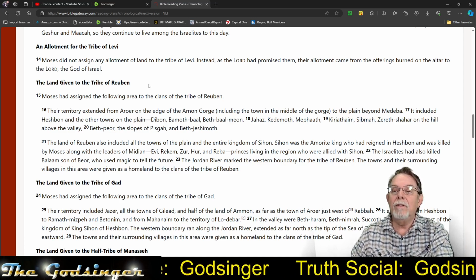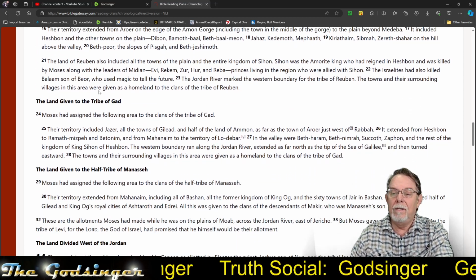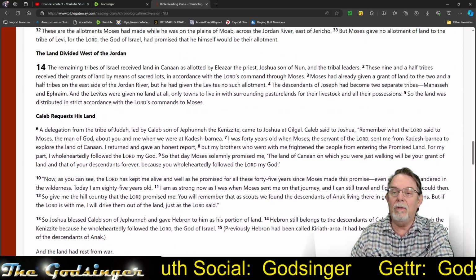The land given to the tribe of Reuben. Oh, it's going to go through all of them, isn't it? Holy cow.